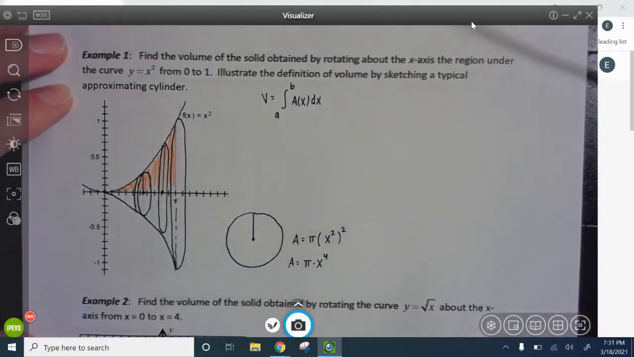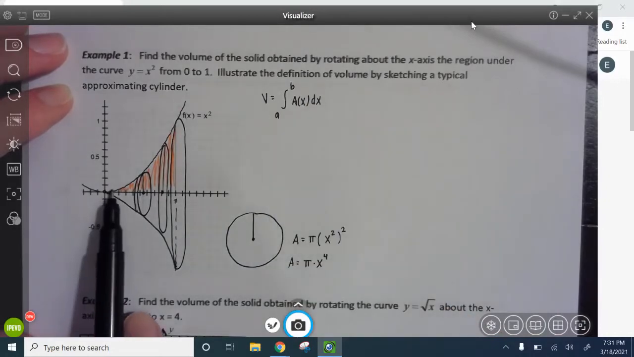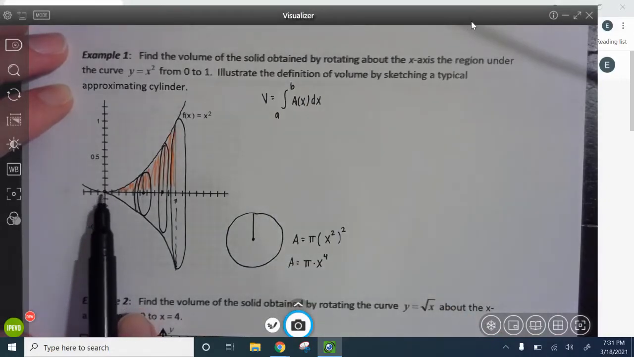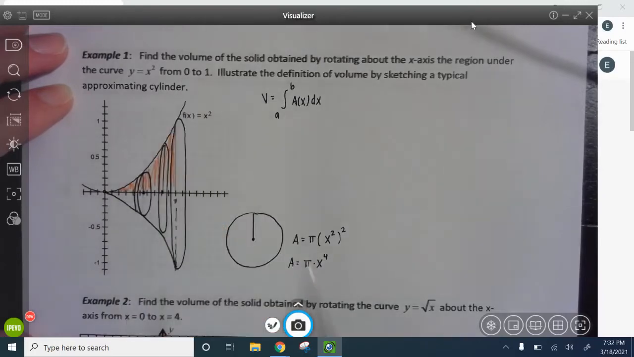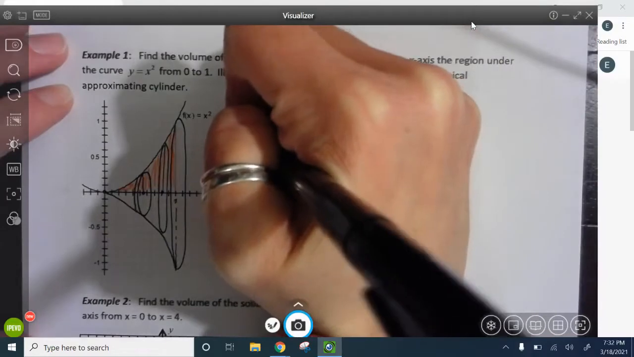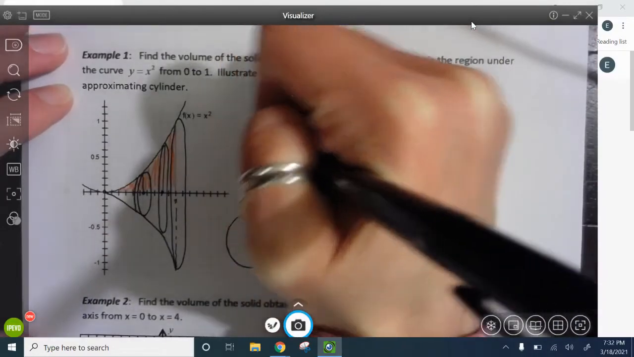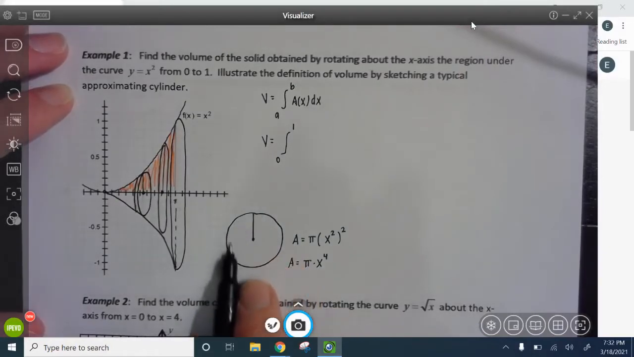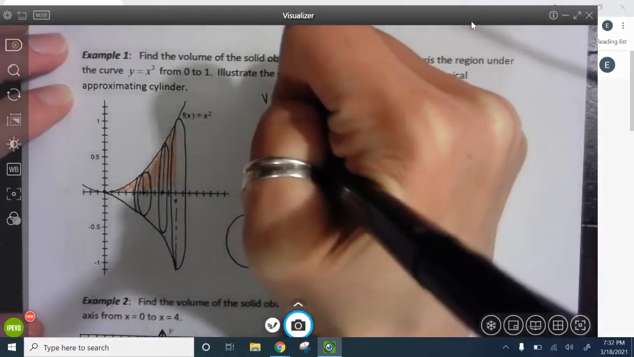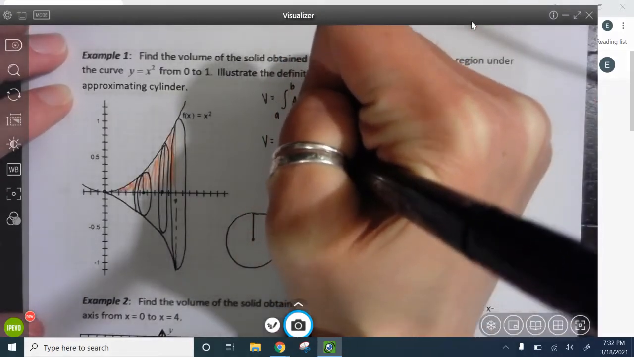And the x values, because remember that a and b represent x values, the x values that we're looking at are the x value of 0 to the x value of 1, because it's telling us that right in the problem. So I'm going to say that my volume is going to be from the x value of 0 to the x value of 1.